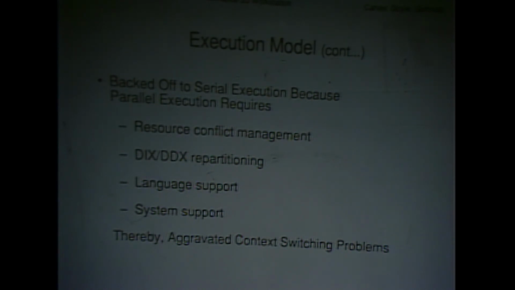The fact that we backed off to a serial execution model aggravated the problems we had with context switching. We had no control over how many operations got executed in a particular time in a particular thread. Therefore, applications that mixed a lot of context switching performed badly, even though we had a lot of hardware assist.